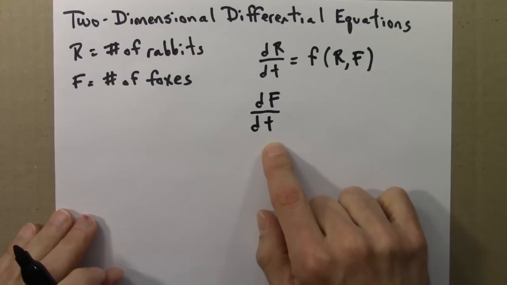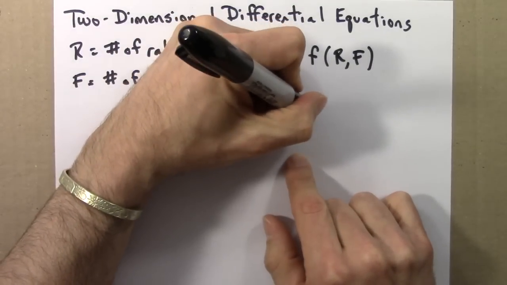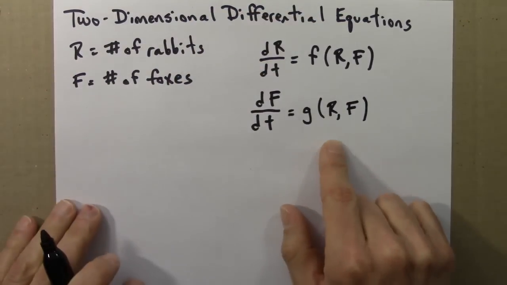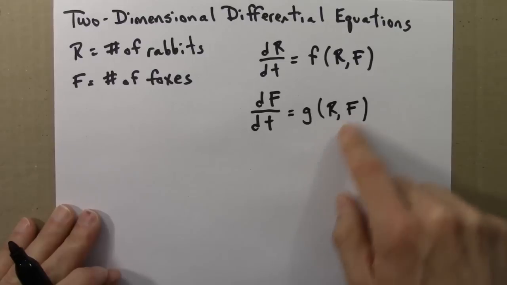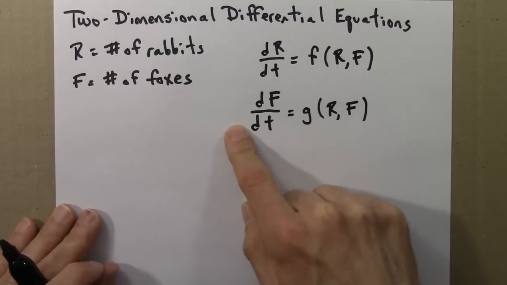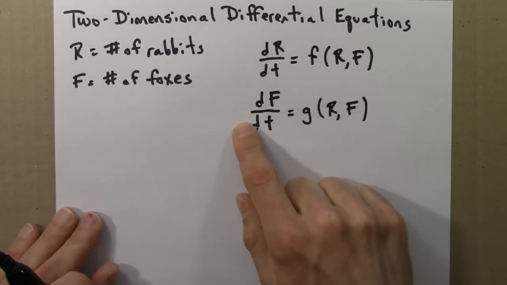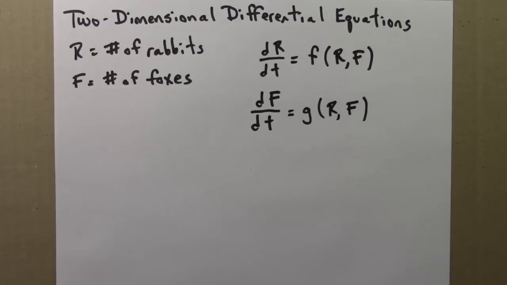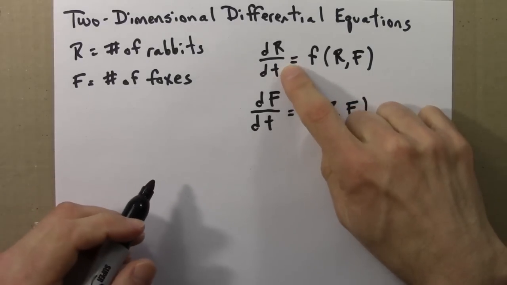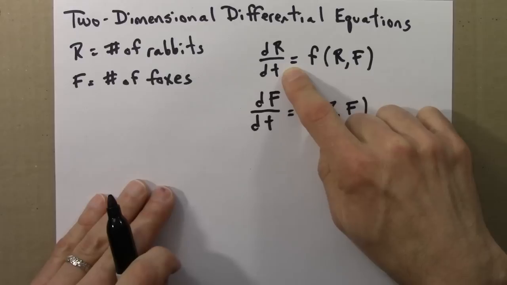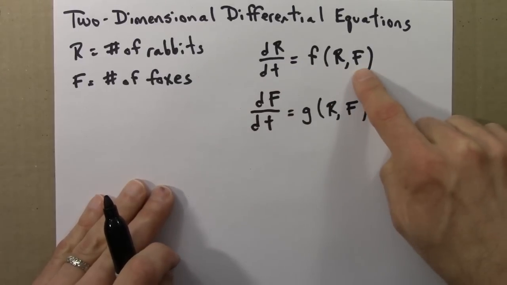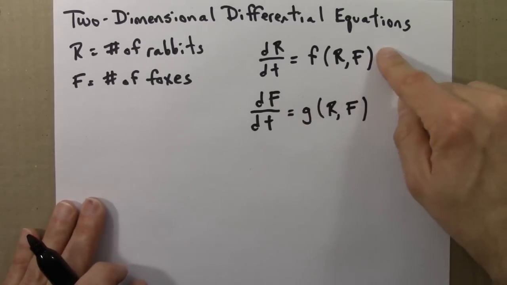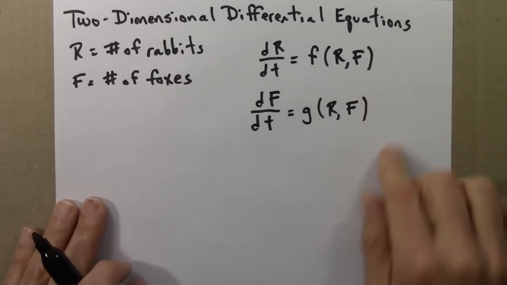the growth rate for the foxes is a function now also of rabbits and foxes. And these are different functions. The growth rate for the foxes, presumably, will be larger the more rabbits there are, because there's more for the foxes to eat. And the opposite story will be true for the rabbits. From the rabbits' point of view, the growth rate will be smaller and perhaps negative if there are a lot of foxes.